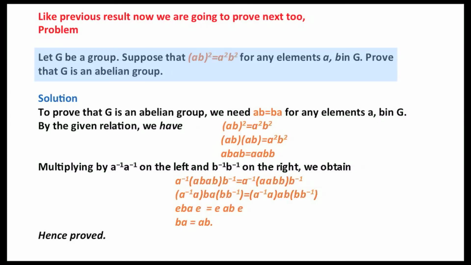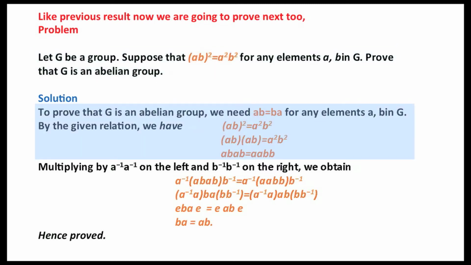Let G be a group. Suppose that (a b) squared is equal to a squared b squared for any elements a, b in G. Prove that G is an abelian group. Solution. To prove that G is an abelian group, we need a b equals b a for any elements a, b in G. By the given relation, we have (a b) squared equals a squared b squared.